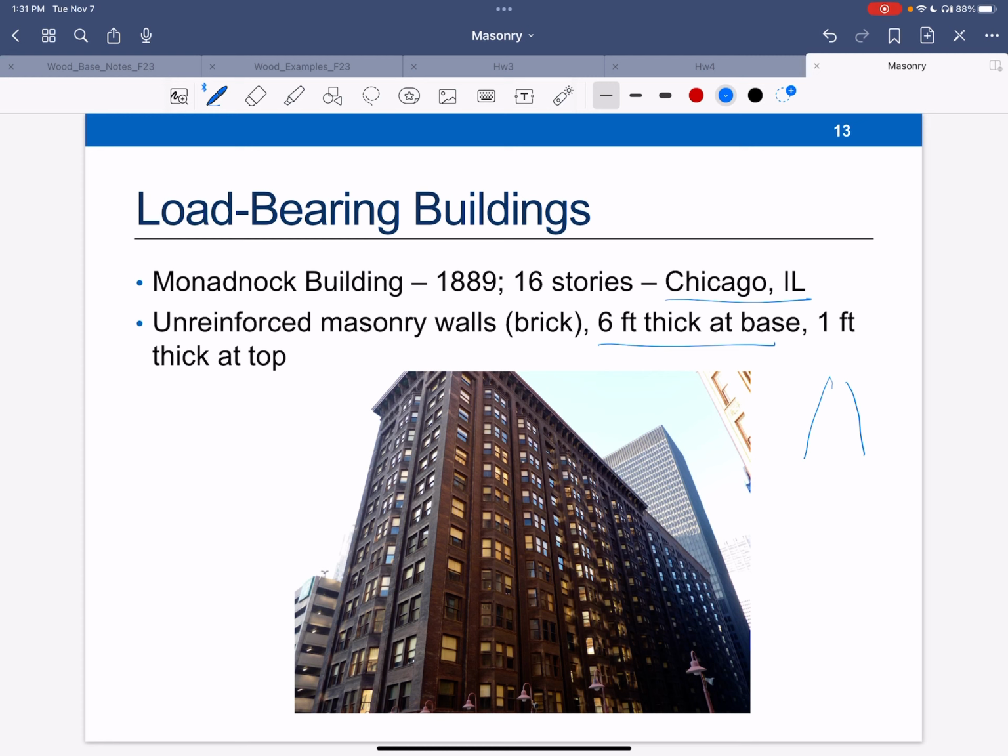We do put reinforcement inside the masonry units, and there are some additional things you can do in a seismic region, but even in a wind region, we would put reinforcement in there, and we'll talk about that.